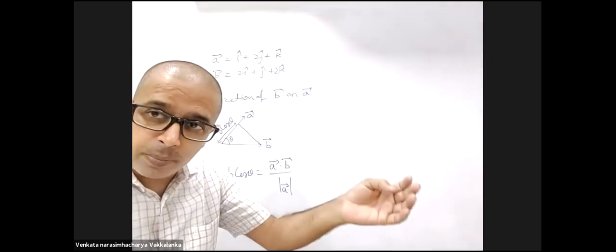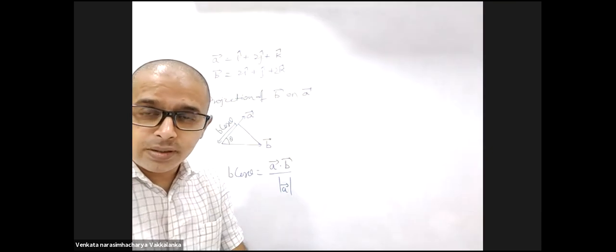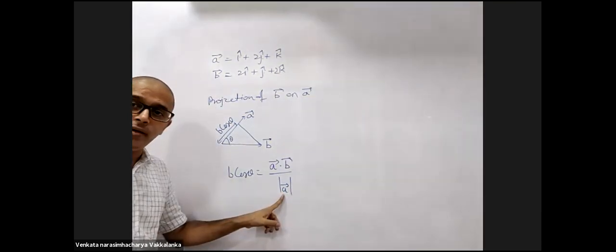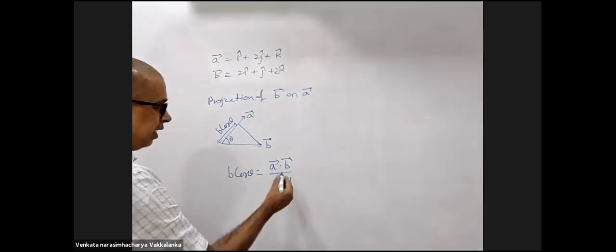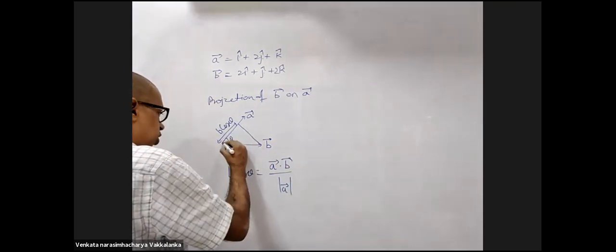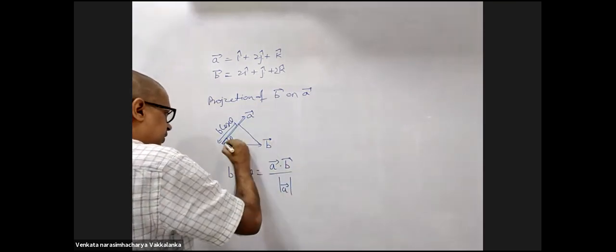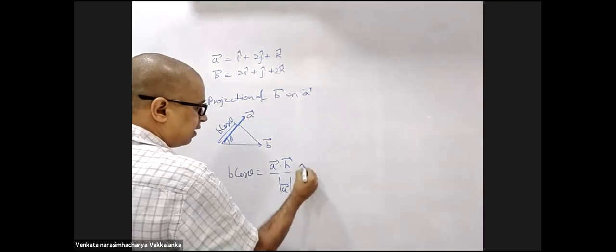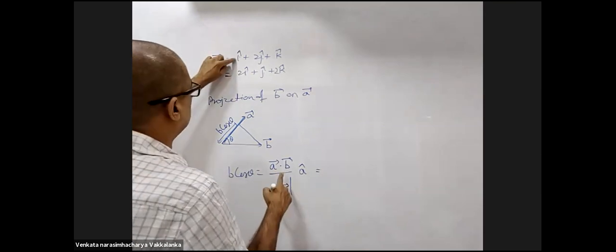The magnitude of the vector on which you are projecting is here, right? This B cos theta is in which direction? Along A, right? Now, what is the dot product of these both?